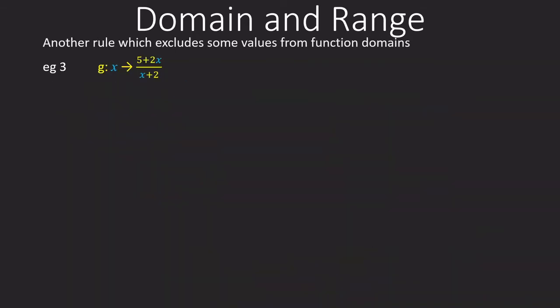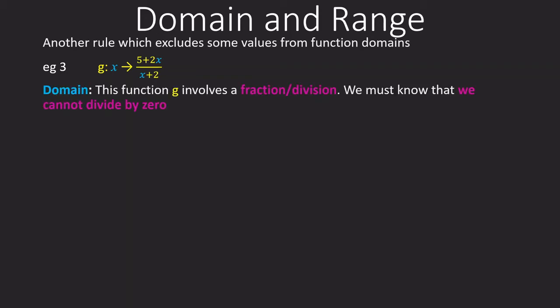There are other rules which exclude some values from the function's domain. For example, in function g here, this function involves a fraction or a division, and you need to know that you could never divide by 0. That means that the denominator of this fraction, so x plus 2, cannot be equal to 0. It can be positive and it can be negative, but we can't divide by 0.